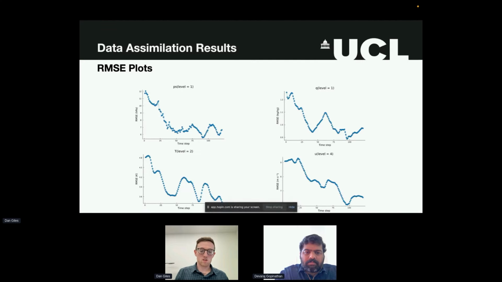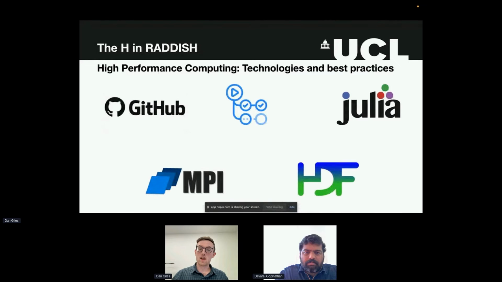But I'm not going to spend too much time on that, because I now want to emphasize the H in RADDISH, which is the high performance computing aspect. This was a big drive of this project: to develop the software such that we can deal with real-time data, scale it, and optimize it to use high performance computing systems.